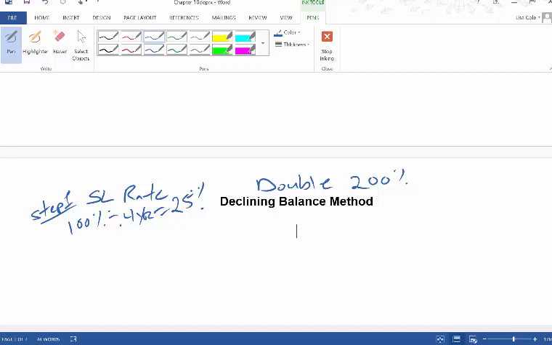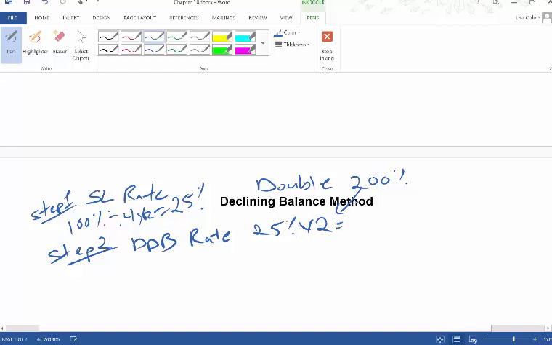Our step number 2 is that we want to double that rate, so you get your double declining balance rate. We do that by taking our 25% and doubling it. So that's that 200% I'm referring to. This could be a 150% declining balance rate, and then we would multiply it times 1.5. But we're going to double it, and so we're going to have a double declining balance rate of 50%.